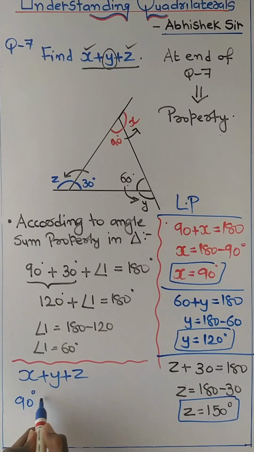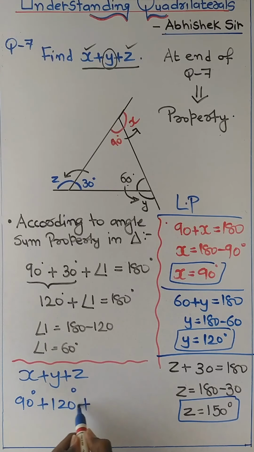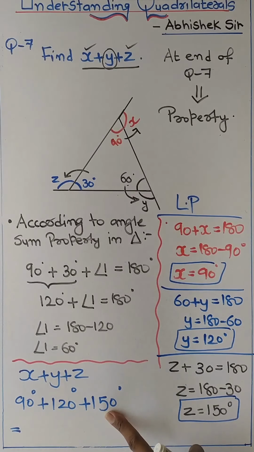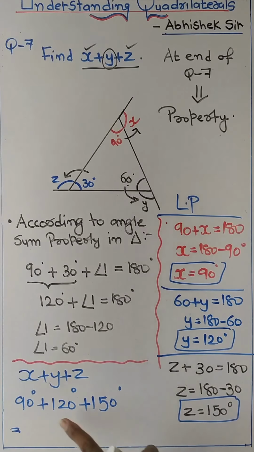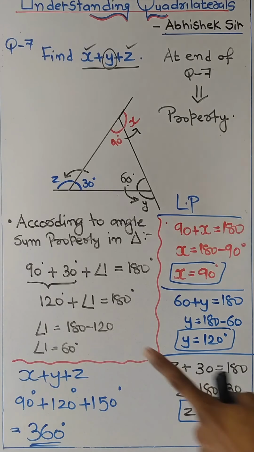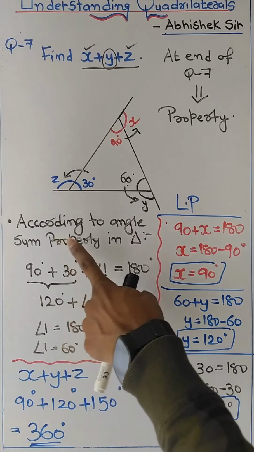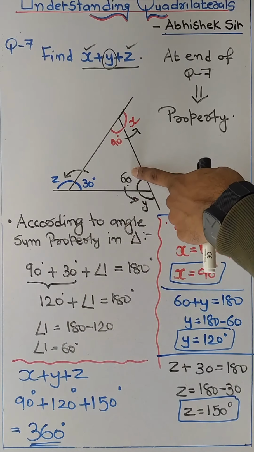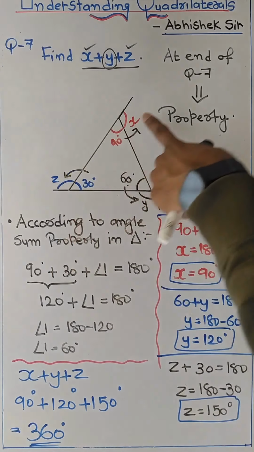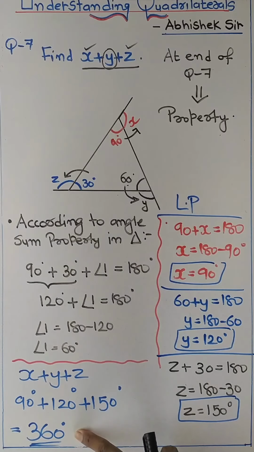So 90 plus 120 plus 150 is, see, 120 plus 150, 100 plus 100, 200, 50 and 70, 270, 270 plus 90 will be 360. So what is our answer? Our answer of x plus y plus z is 360, right? First of all, we did angle sum property in the triangle, so we got 60. Then by applying linear pair property, we found x, y and z, and finally we added them. So it is easy but a little bit lengthy, right?